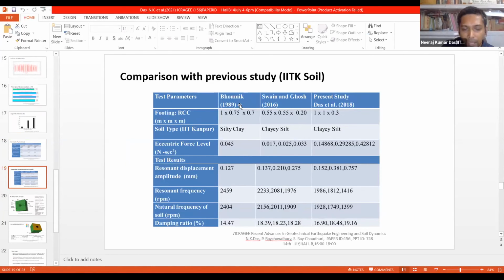We have also compared it with the previous study done at the IIT Kanpur field site, by Bhowmik and Ghosh. So this is actually comparable. We can notice the displacement is comparable, but we have used a different force. Our machine has a higher capacity, so you are seeing a dynamic displacement of greater magnitude.